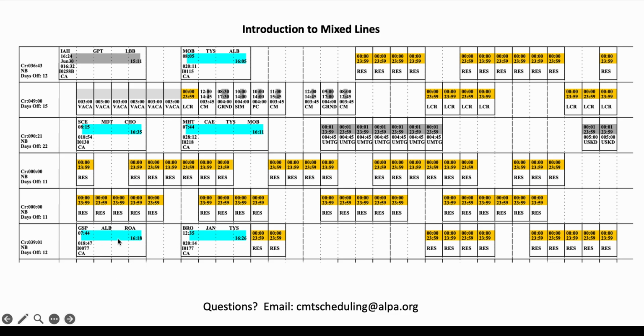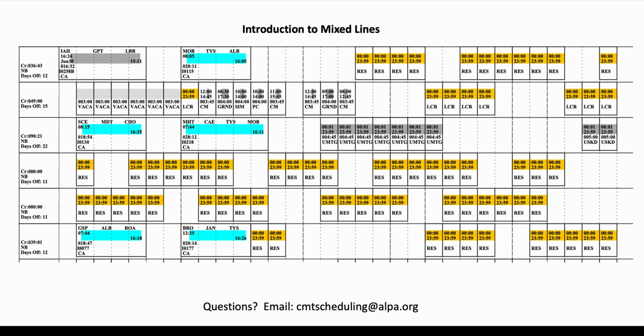Down at the bottom, we see another situation. This is a pilot who bid for mixed lines for July, and again, this is test data. We put this in, but this is just to show you how it works. So this pilot was awarded 2 flying trips, and then the remainder of their month consists of reserve time.